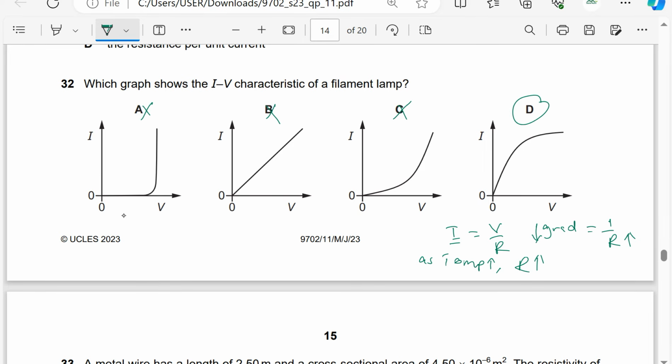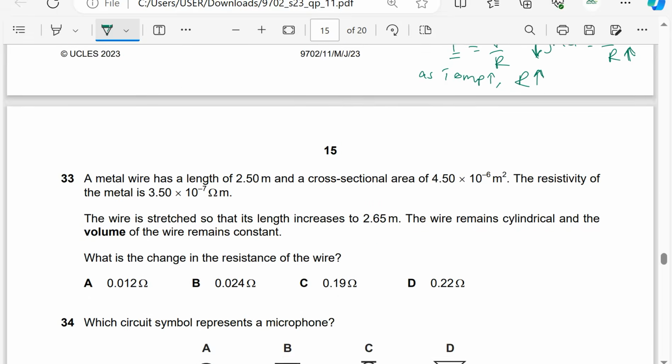I is V over R. And from this expression, the gradient is 1 over R. But for a filament lamp, as temperature increases, the resistance increases. And as the resistance increases, it means the gradient should decrease because they are inversely proportional. So the graph D shows a decrease in gradient because the line is becoming horizontal. So the answer is D.